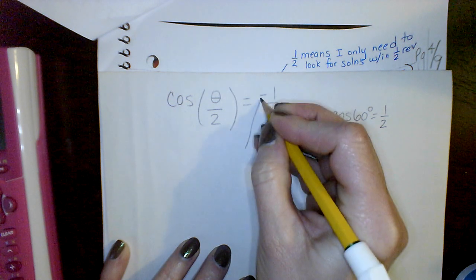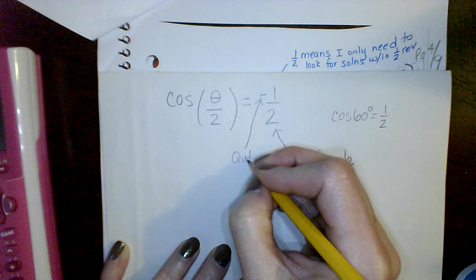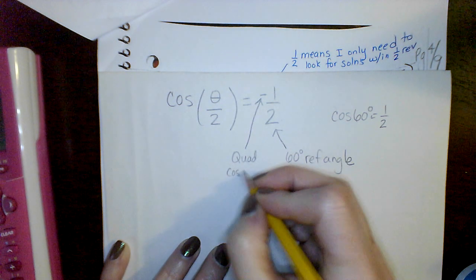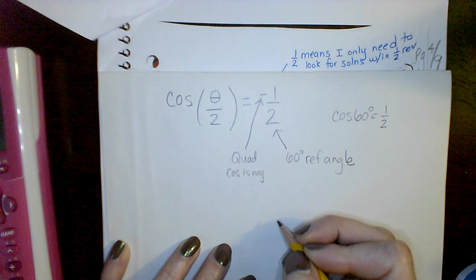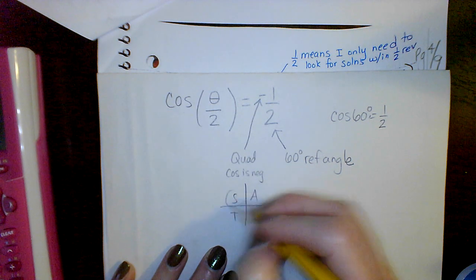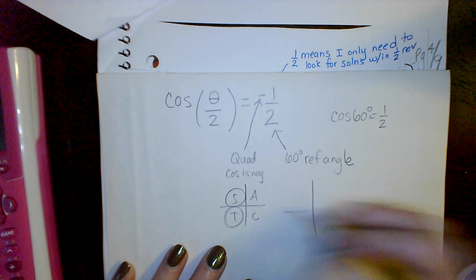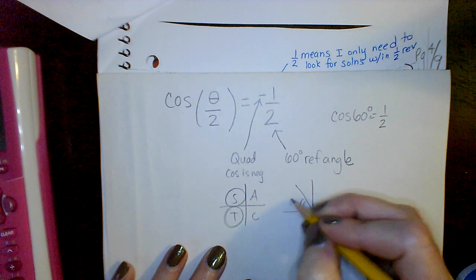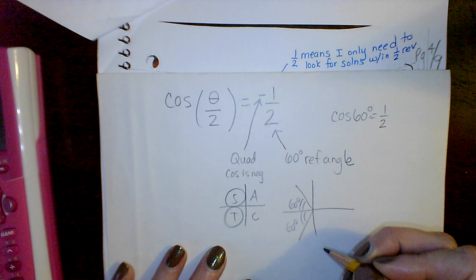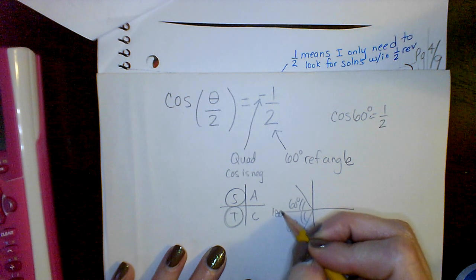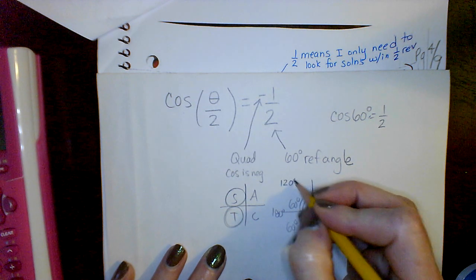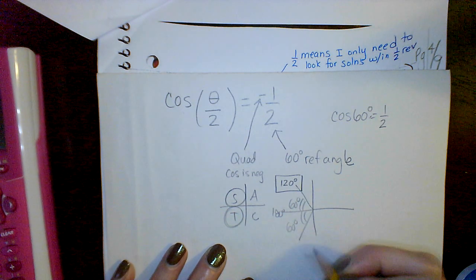and it's going to be in the quadrants where cosine is negative. So the cosine's negative here and here. So we're going to need a 60-degree reference angle here and here. All right, so if this is my 180 mark right there in the middle, 180 minus 60 puts me at 120, and then 180 plus 60 is going to put me at 240.